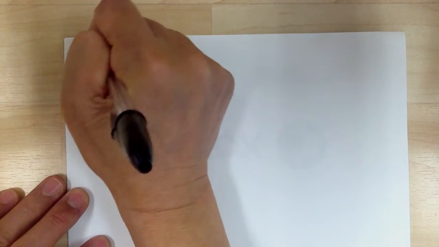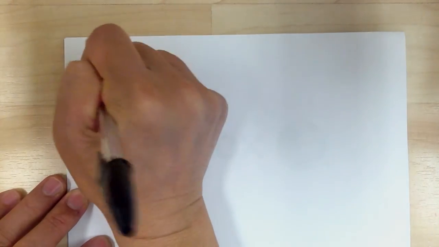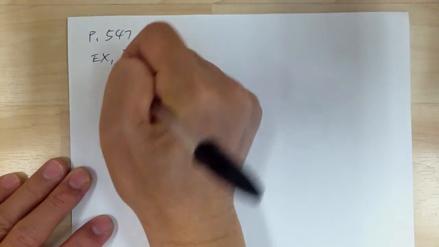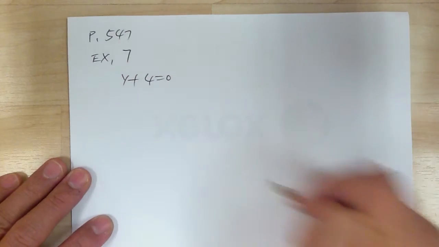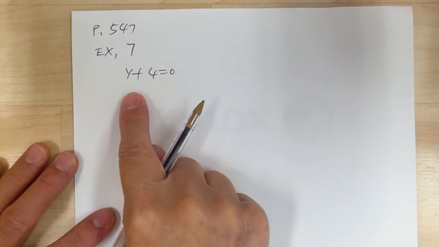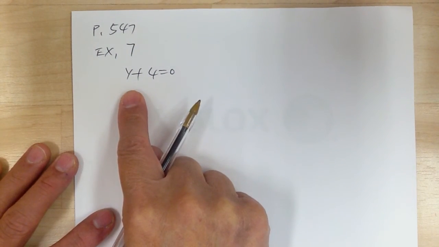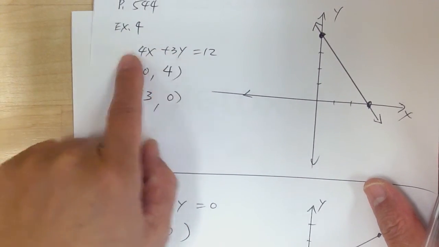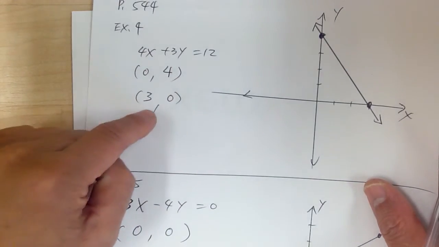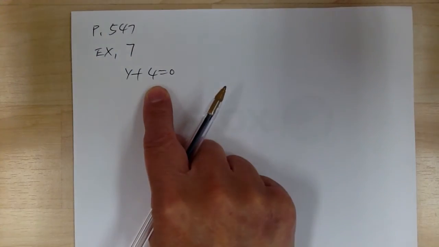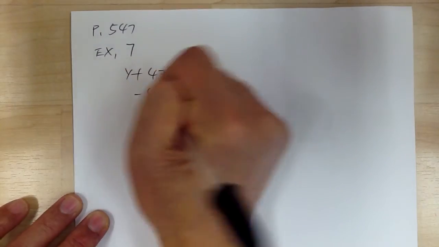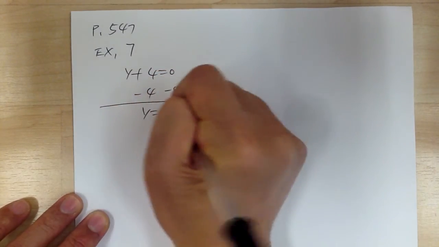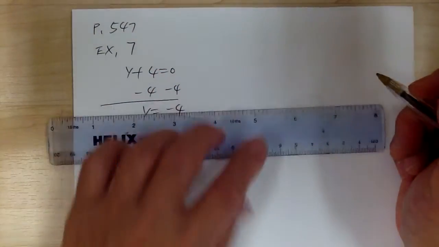Now let's go to example 7. You want to graph y plus 4 equal to 0. Now, the earlier ones you cannot solve directly because you have only one equation but two variables. That's why you have to do points. But this one over here, you have only one variable, so you can solve already. So you got y equal to -4.